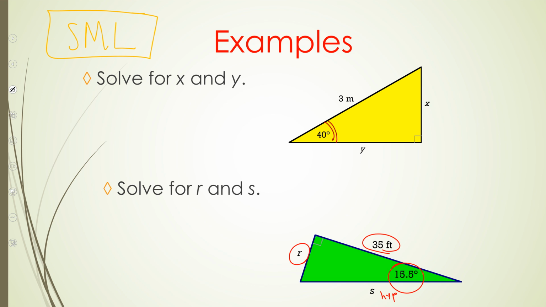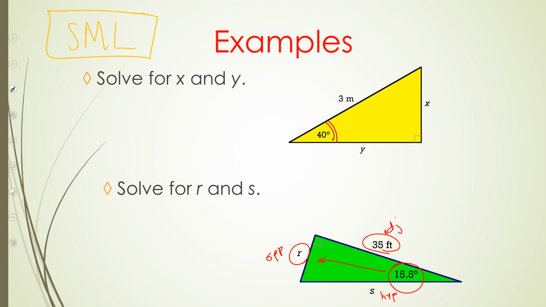Okay, which side is opposite? No, that's the angle. Which side is opposite the angle? R. R, correct. Do you see why that's the opposite side? So therefore, this is adjacent. We know the adjacent side. We're solving for the opposite side. Which trig function is that?